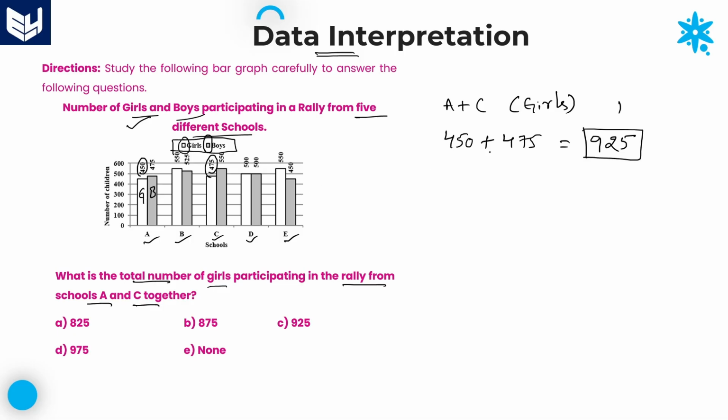Therefore, the total number of girls participating in the rally from schools A and C together is 925. Option C is the right answer for this question.